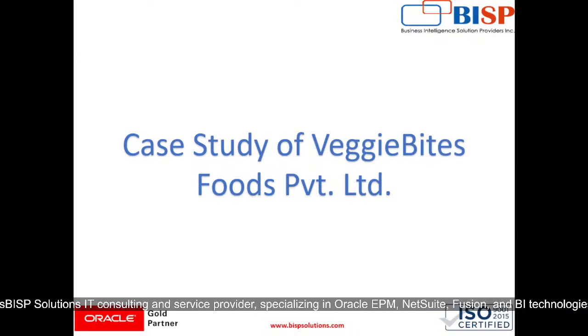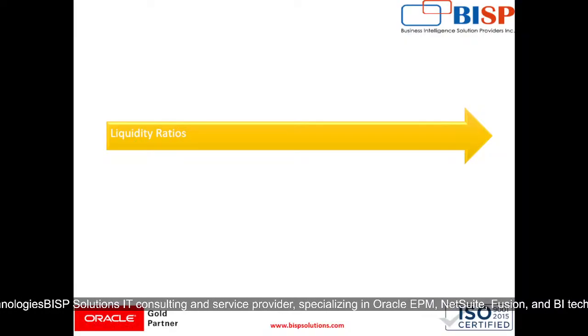So if we take a case study of Veggie Bites Food Limited, it is a company which operates as a food manufacturing business. Veggie Bites is looking to expand its operations and is seeking financing to evaluate their financial health and performance. So Veggie Bites Food conducts a ratio analysis to present a convincing case to investors and lenders.